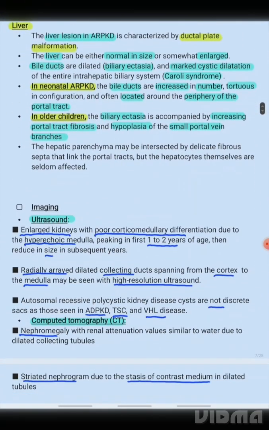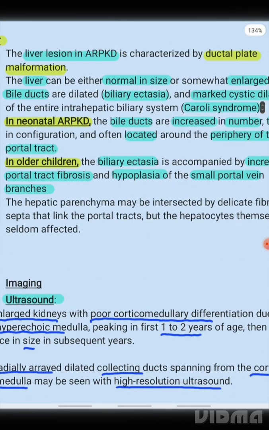If you talk about liver involvement, we discussed already that it sometimes predominates, but the liver involvement is there, and it leads to ductal plate malformation. The liver can either be normal size or enlarged. Biliary ducts are usually dilated, sometimes causing biliary ectasia, and the ductal dilatation is sometimes called Caroli syndrome, which is non-obstructive, but there is dilatation. In older kids, it is located in the periphery, in the portal tract and small portal vein branches, and portal tract fibrosis and hypoplasia of the portal tract is there.